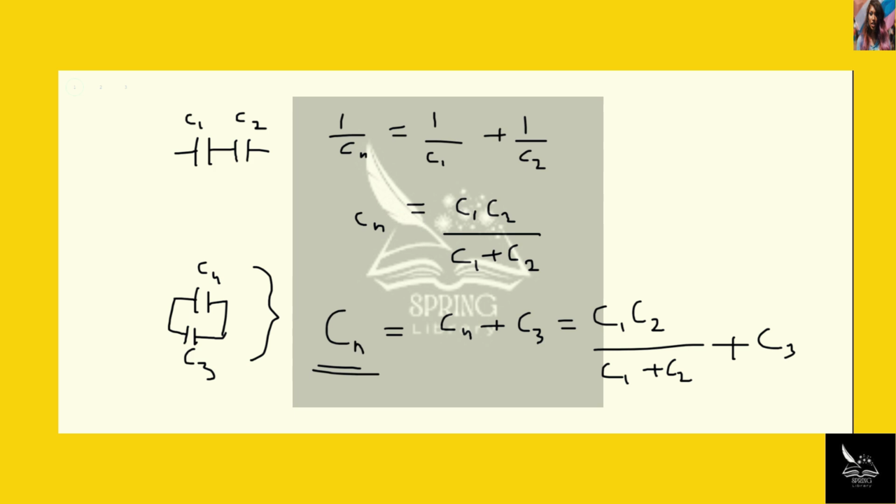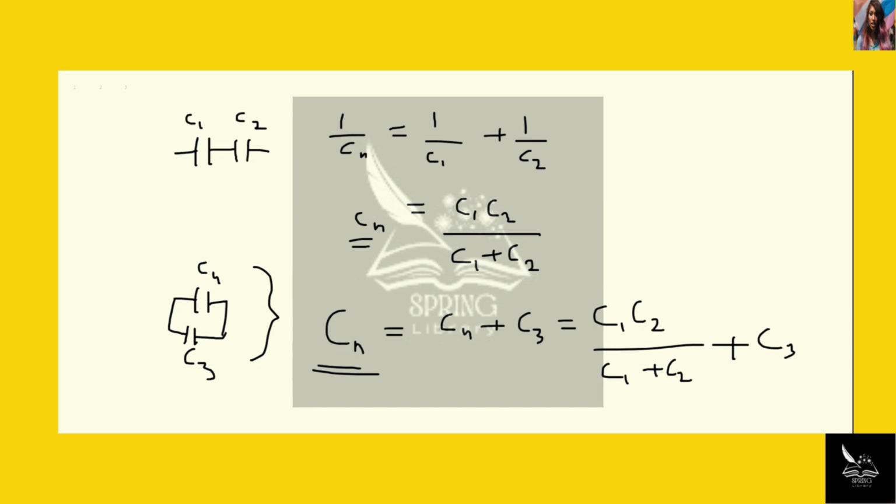Let's solve the system of C1 and C2 first because they are in series. If you try to find the net capacitance of these two capacitors, you get C1 times C2 divided by C1 plus C2. In this case, I have denoted it as small cn here. Now, this small cn is in parallel with C3. In this case, I am using capital Cn equals small cn plus C3 because they are in parallel. Their capacitances simply add up.